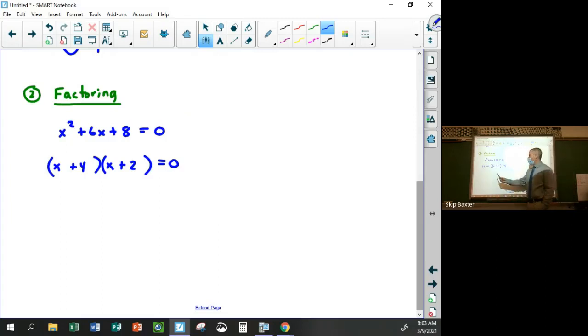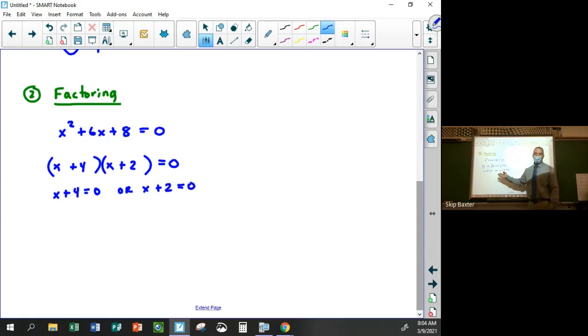Then, if you have something times something equals 0, that means either this is 0 or that's 0. There's no way you can multiply two things together and get 0 if one of them isn't 0 to begin with, right? You can't multiply two non-zero things and suddenly you get 0 as a product. It's impossible. So that means either x plus 4 equals 0 or x plus 2 equals 0.